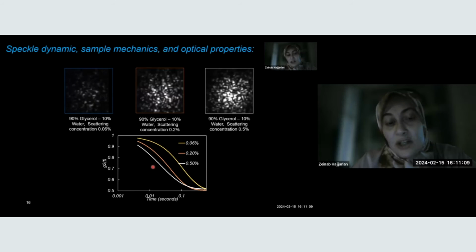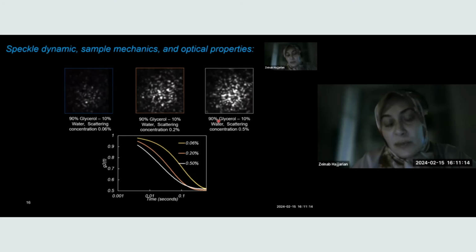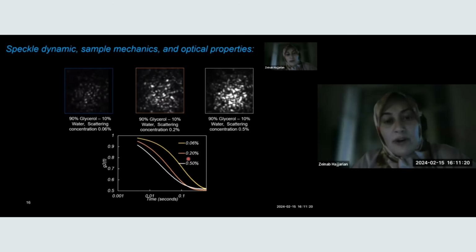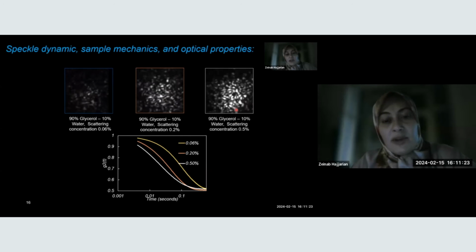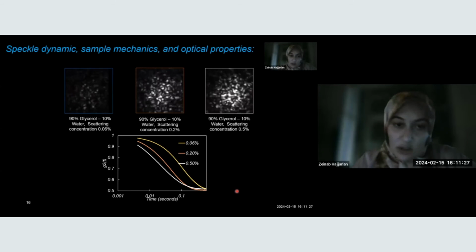And as you can see, if you quantify the rate of speckle fluctuations, we realize that as the concentration of particles increases, because each returning light ray has a larger number of scattering events involved in it, the rate of speckle fluctuations is going to increase regardless of the mechanical properties. So that needs to be corrected.